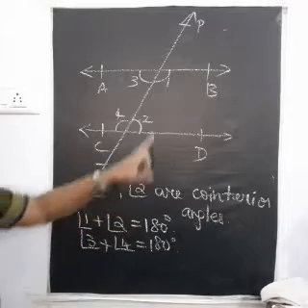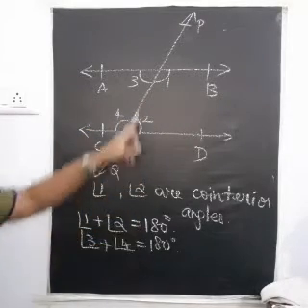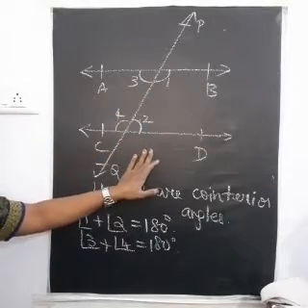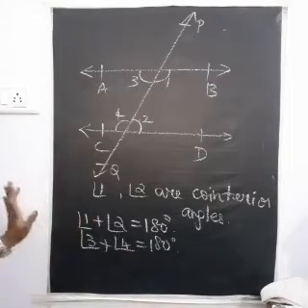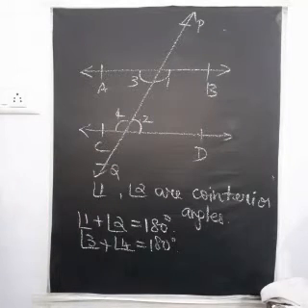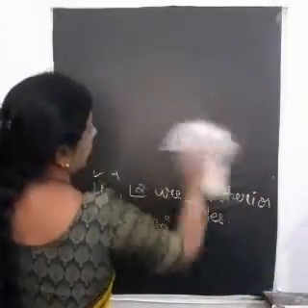Okay, now if the co-interior angles are supplementary, then the lines are said to be parallel. And if the lines are parallel, the co-interior angles will be supplementary. These are the theorems that you should know. Now what are the things that we have learned so far? Let us recap and write it down.